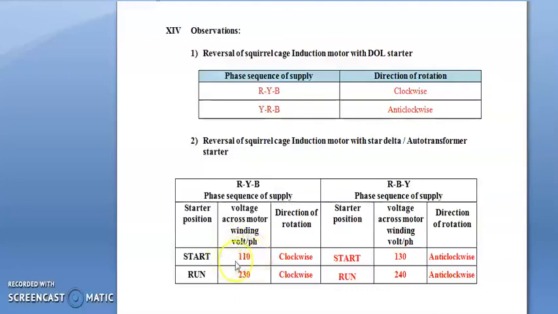At start condition we are getting 110 volt, and for running condition we get 230 volt. Again, for the reversed connections we get anti-clockwise rotation. At the start we get 130 volt, and during running condition we get 240 volt. So this is the experiment of reversal of direction of rotation of an induction motor with the help of the DOL starter as well as the auto transformer starter.